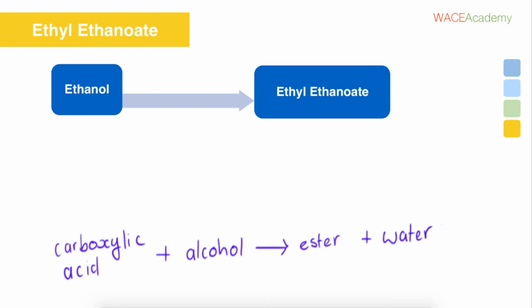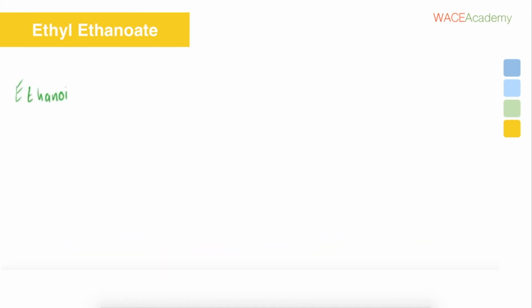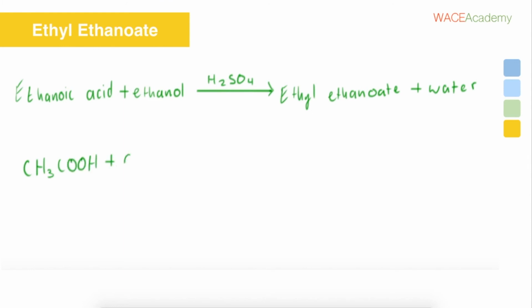Naturally occurring esters are found in fruits, and they provide the flavour and odours. Ethanoic acid reacts with ethanol in the presence of concentrated sulfuric acid as a catalyst to produce the ester, ethyl ethanoate, and water.